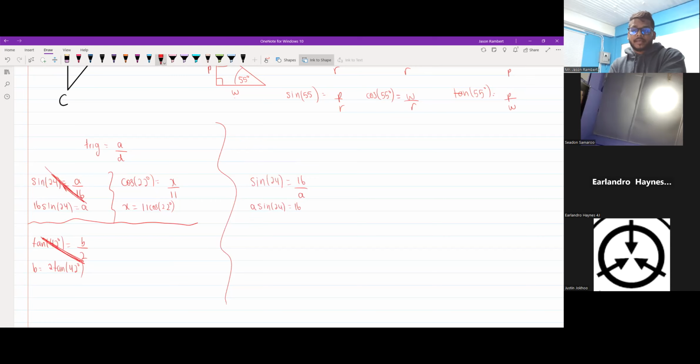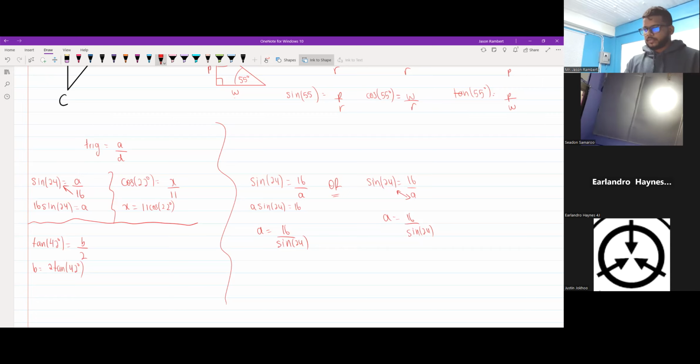I want to get a. And from now until forever, it's the same thing, rinse and repeat. I want a by itself. To get rid of sine 24, I'll have to divide by sine 24. Or, and this might be a little easier, sine 24 is 16 over a. Switch them. a is 16 over sine 24. Same thing. You see that? Yes, sir.